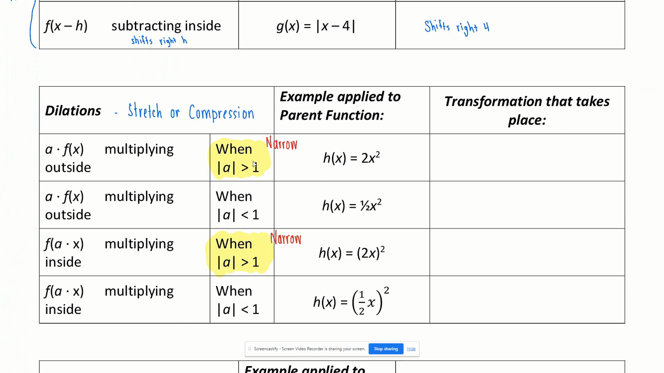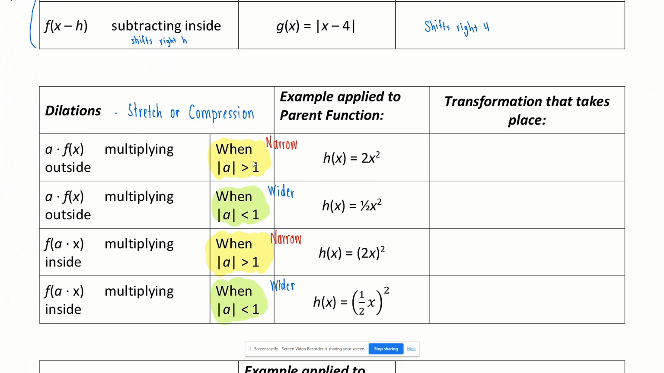I also want you guys to notice that when your a value is less than 1, like 1/2 or 1/3 or even 3/4, that is going to make your graph wider. So when the value that you're multiplying by is less than 1, whatever your shape is, it's going to get wider. So it's all about where it happens. Earlier we talked about how if it's on the inside, it's horizontal. If it's on the outside, it's vertical.